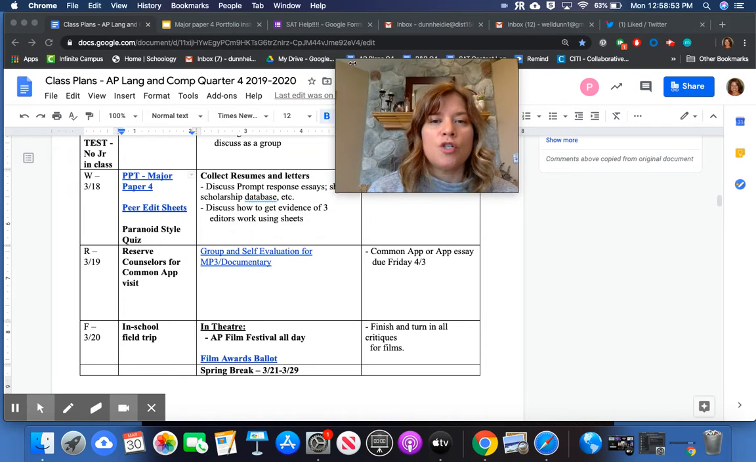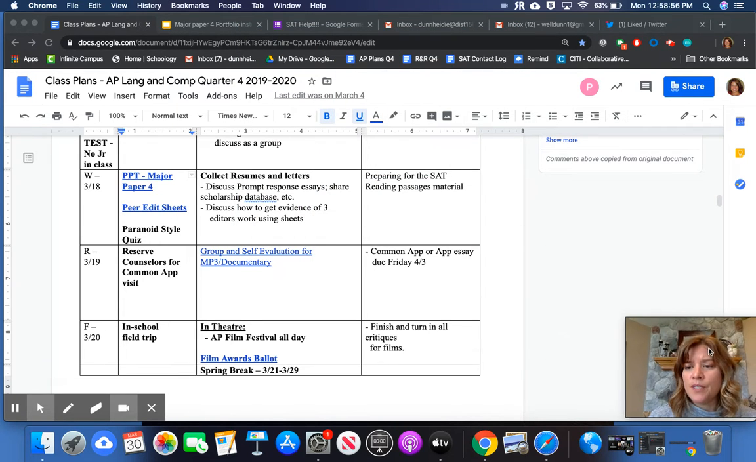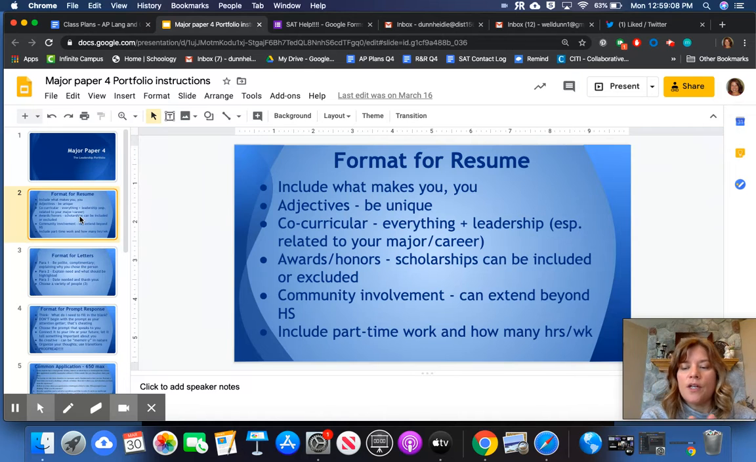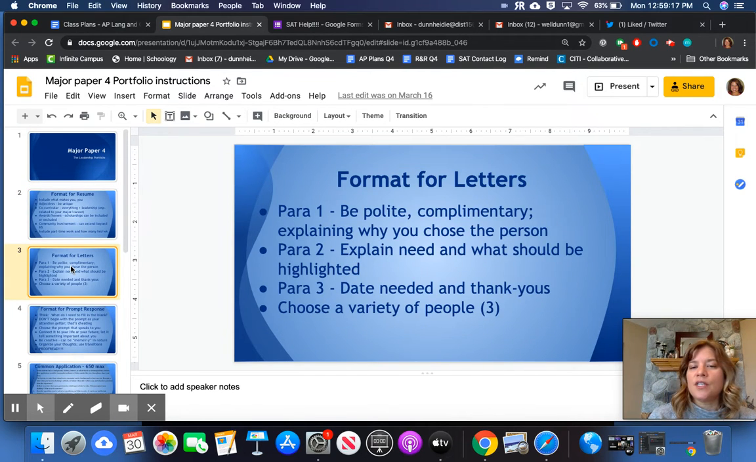So I'm going to shrink me down, put me down here, and we're going to go to the major paper 4 portfolio instructions. Really quickly, I'm going to go over what you've already done. You've already done your resume, and I would say the turn-in percentage for the resume was about 95%. Things dropped down considerably on the letters, probably because those letters were due on March 20th, and I think a lot of you checked out by then. So hopefully tonight when I go on Schoology, I will see that a lot of you have uploaded letters, those of you who haven't before.